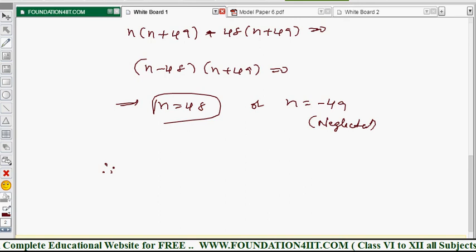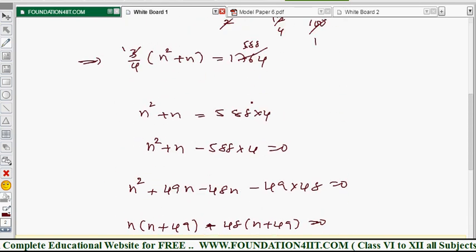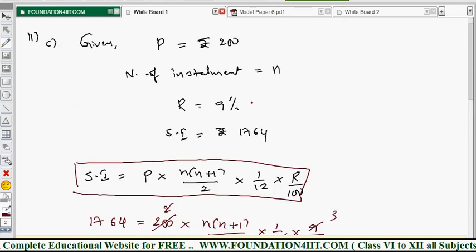So therefore the number of monthly installments is equal to 48. That means 12 4s are 48. So for 4 years we need to pay every month, that is rupees 200. Okay, this way we can simplify this problem.